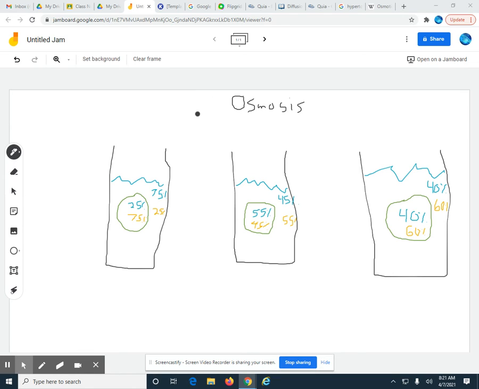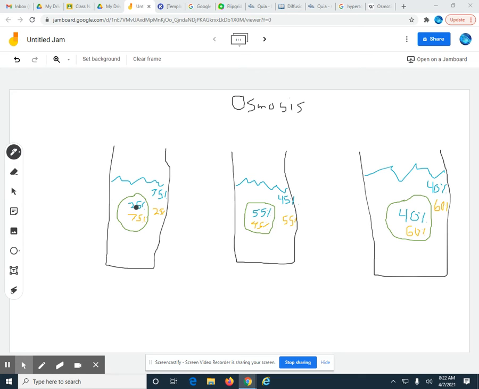Okay, so osmosis is the movement of only water. Again, water will move from high concentration to low concentration, but the thing to understand is it's always the movement through a semi-permeable membrane. These rectangular things I try to draw with my mouse are beakers, and this blue line represents the water salt solution in each of the three beakers.